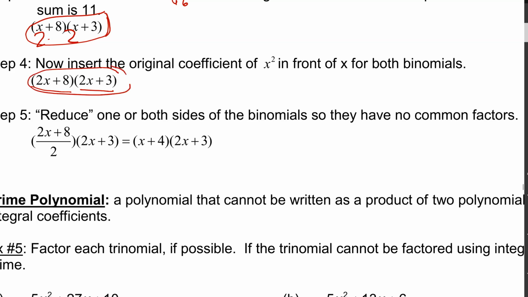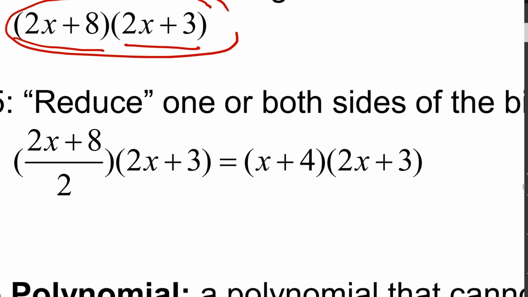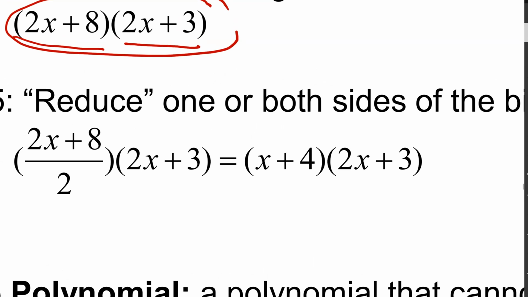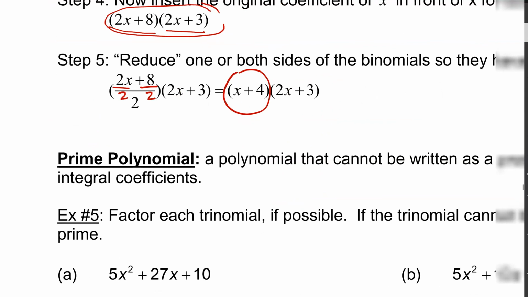And then reduce one or both sides of the binomial so they have no common factors. So notice that in the 2x plus 8, both 2x and 8 have a factor of 2 in it. So if I divide each of these by 2, I will get x plus 4. And this turns out to be the binomial, the actual solution. So if you're like, wow, what the heck? We have 4 examples to go through where we're just going to go through these steps over and over again.